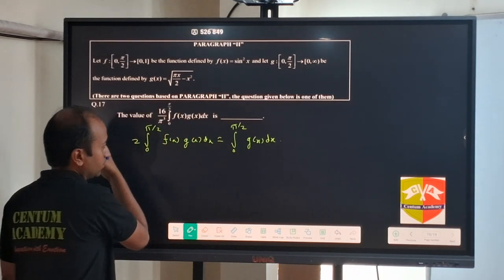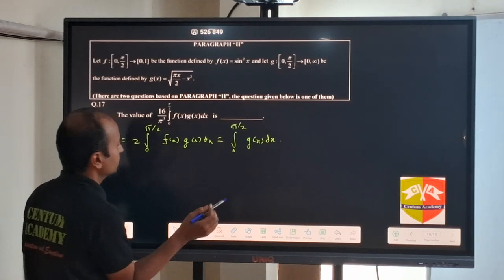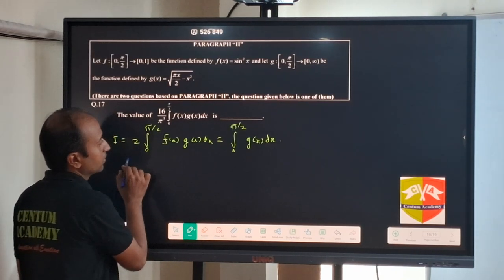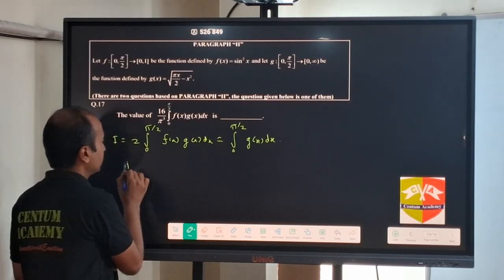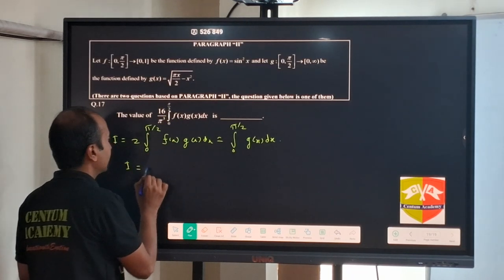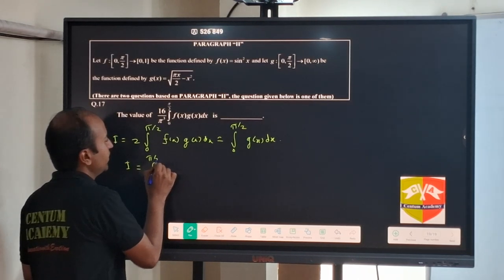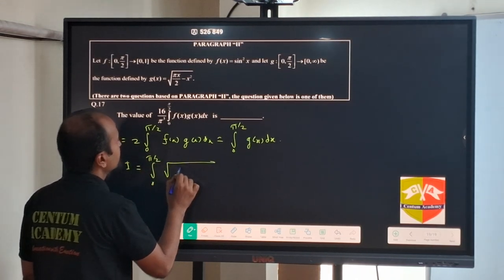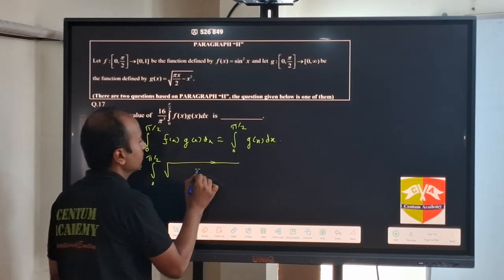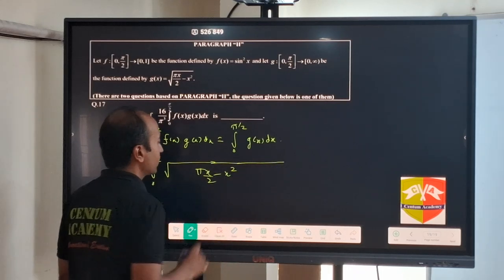All right. So this is my integral, and next let us actually start calculating it. So my I, now I will take this into account later, as of now I'm just calculating the integral from 0 to pi by 2 of g(x) dx. What was my g(x)? g(x) was pi x by 2 minus x square.